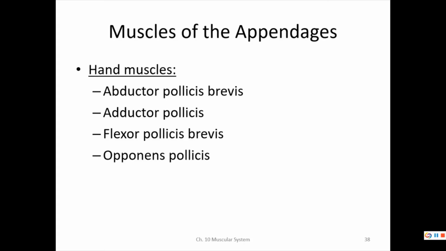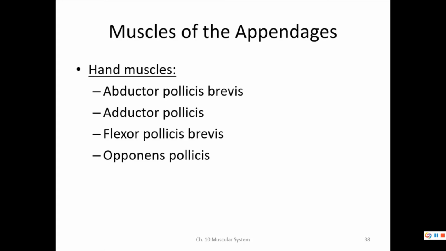The adductor pollicis, the flexor pollicis brevis, and opponens pollicis, which does opposition. These muscles tell you that they do something to the thumb. Pollicis references the pollex or thumb, digit number 1.